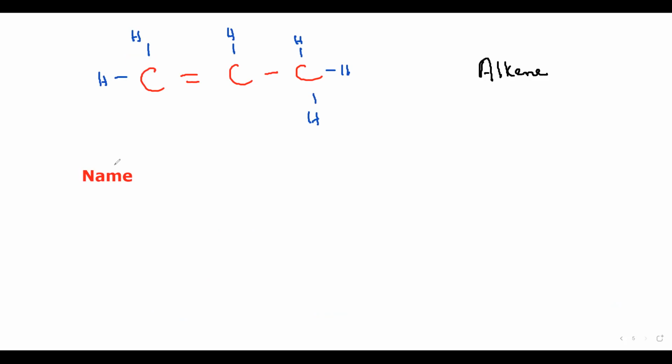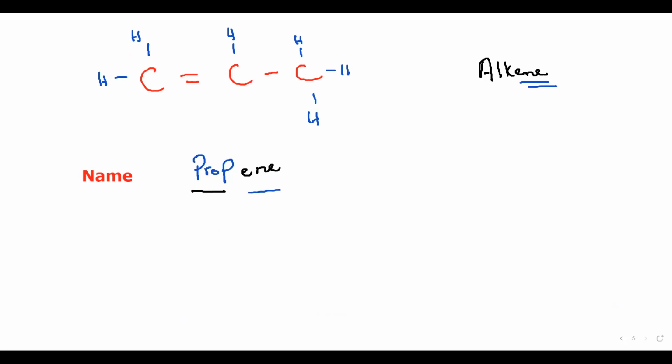So we should write its name as prop. And because it is an alkene, the name should end in ene. So it will become prop because of the three carbons and ene because of the double bond. So propene.